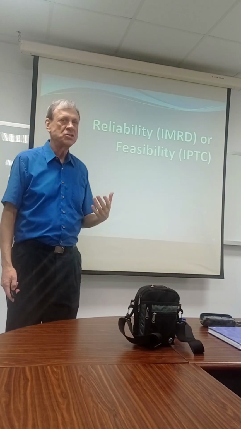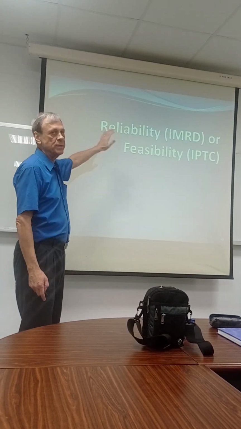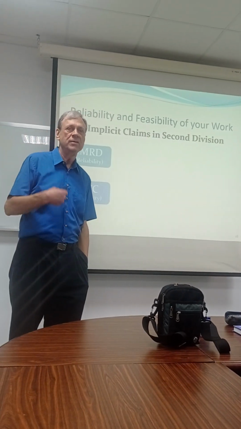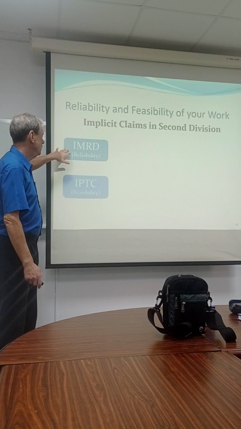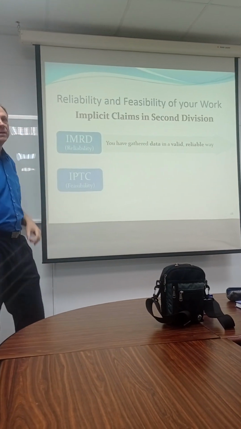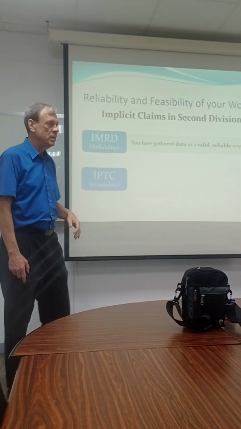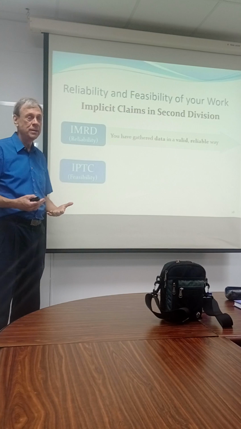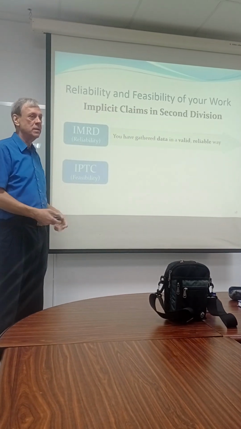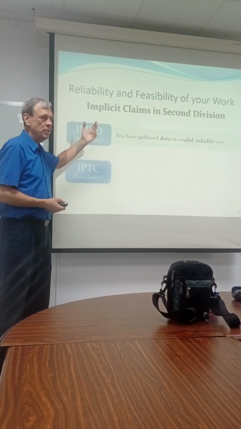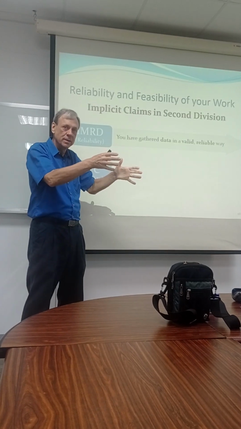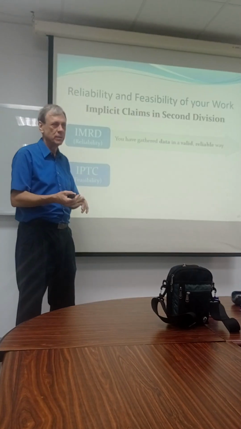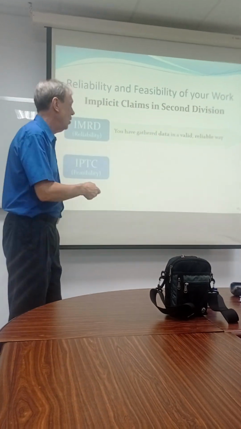Okay, so what you need to show in the method section is reliability, or in the process, feasibility. If you remember, going back to the idea of claims, implicit claims: in the second division, you're trying to show that you have gathered data in a valid and reliable way. So the way you do that is you use a valid and already accepted method. You do it very, very carefully, therefore it's valid and reliable. So your method section says, we're using this method, we did it very carefully. You don't say it quite like that. You say, we measured, we recorded. You use all those terms to show that it's reliable.